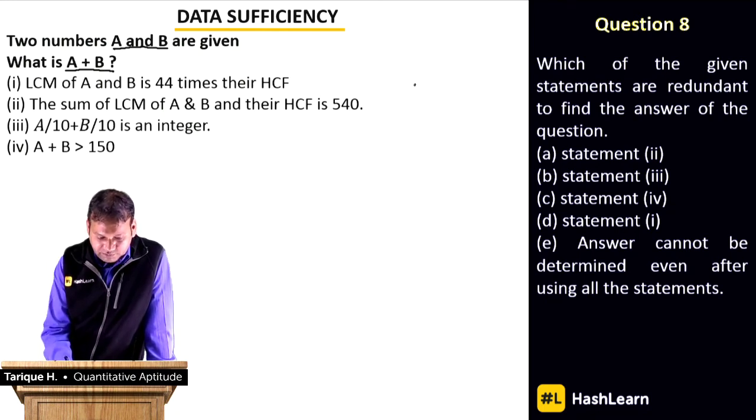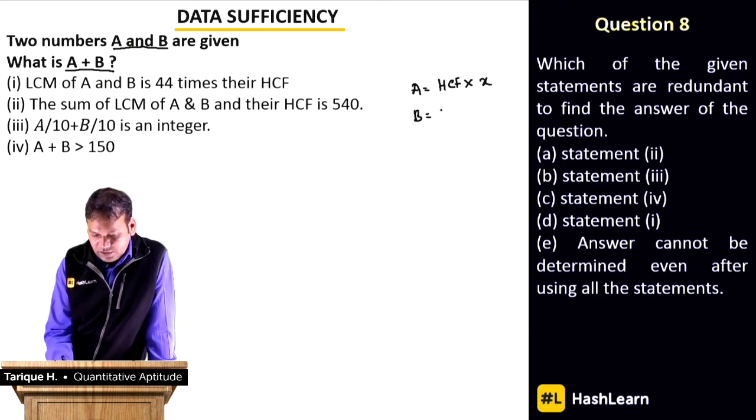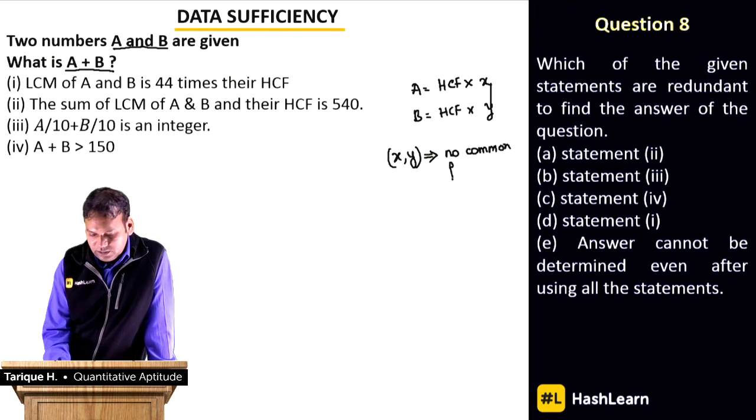So whenever we have two numbers, we can always represent those numbers as HCF into a number X and HCF into a number Y, where X and Y are co-prime. That means they have no common factor. This is part of the theory from numbers. No common factor except 1.